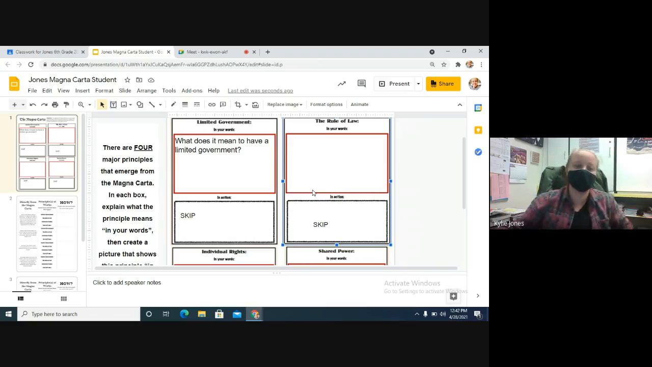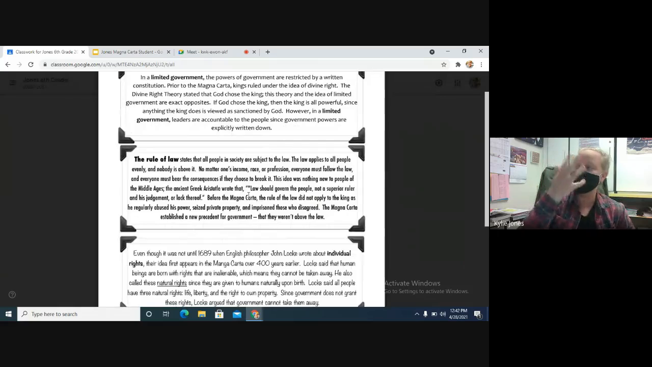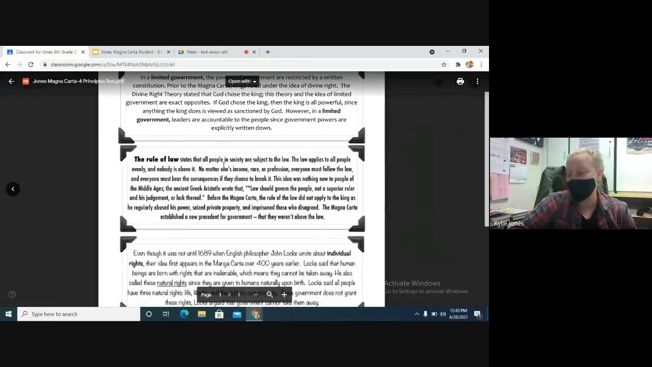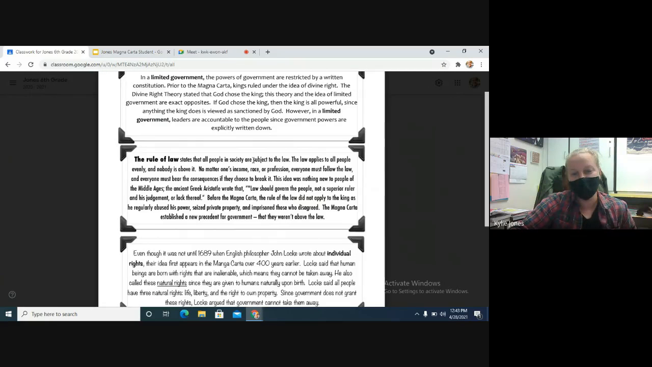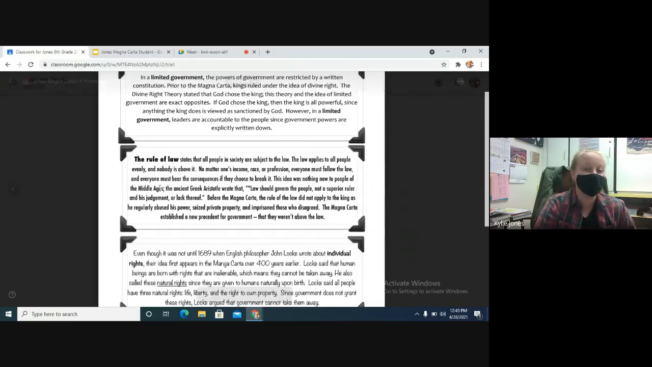Okay, let's read the second one. So the next one is the rule of law. So you guys, I'm going to read this one. We'll talk about it a little bit, and then you're going to need to describe what it is in your own words. So this next one. The rule of law states that all people in society are subject to the law. The law applies to all people evenly, and nobody is above the law.